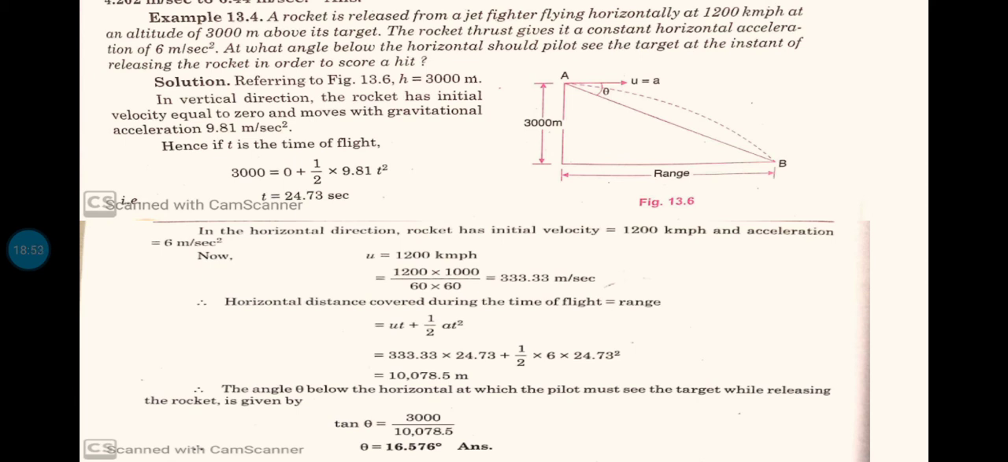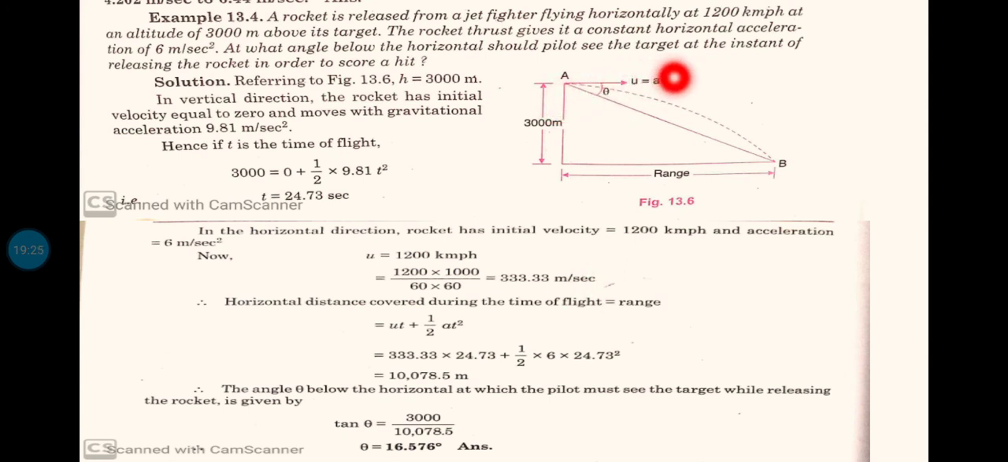A rocket is released from a jet fighter flying horizontally at 1200 km per hour at an altitude of 3000 meter. The height is 3000 meter. The jet is flying at a height of 3000 meter and has a velocity of 1200 km per hour, that we have to convert into meter per second. That is u. The conversion is 1200 into 1000 divided by 3600, that is 333.33 meter per second. That is the velocity of the flight.